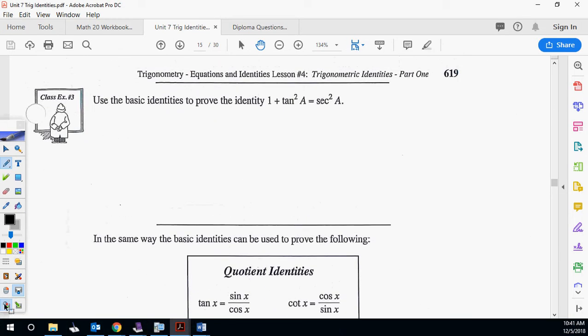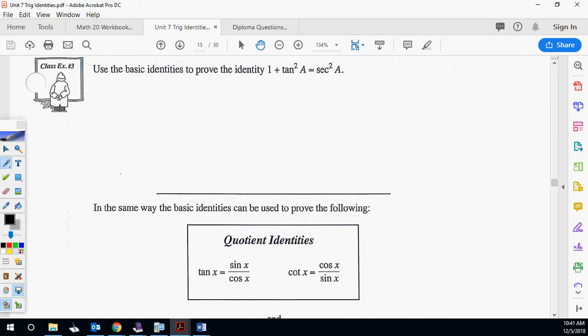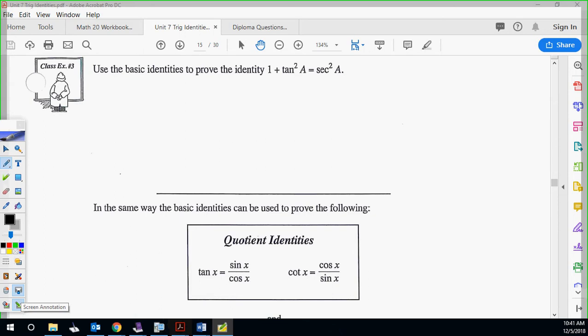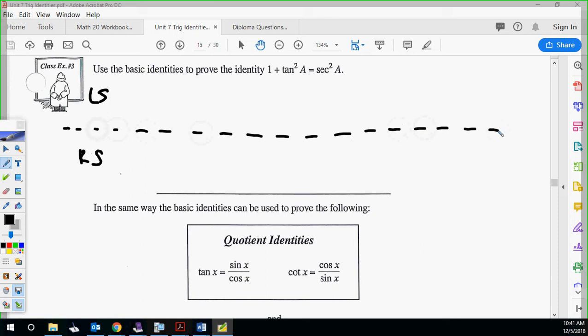Use the base identities to prove the one we already did. 1 plus tangent squared a equals secant squared a. So they're just going to do left side, right side again. They wrote it the long way for left side, right side, just because there's a little bit more work here. So they're going to do left side, right side like this. Okay. So left side, so 1 plus tangent squared a.